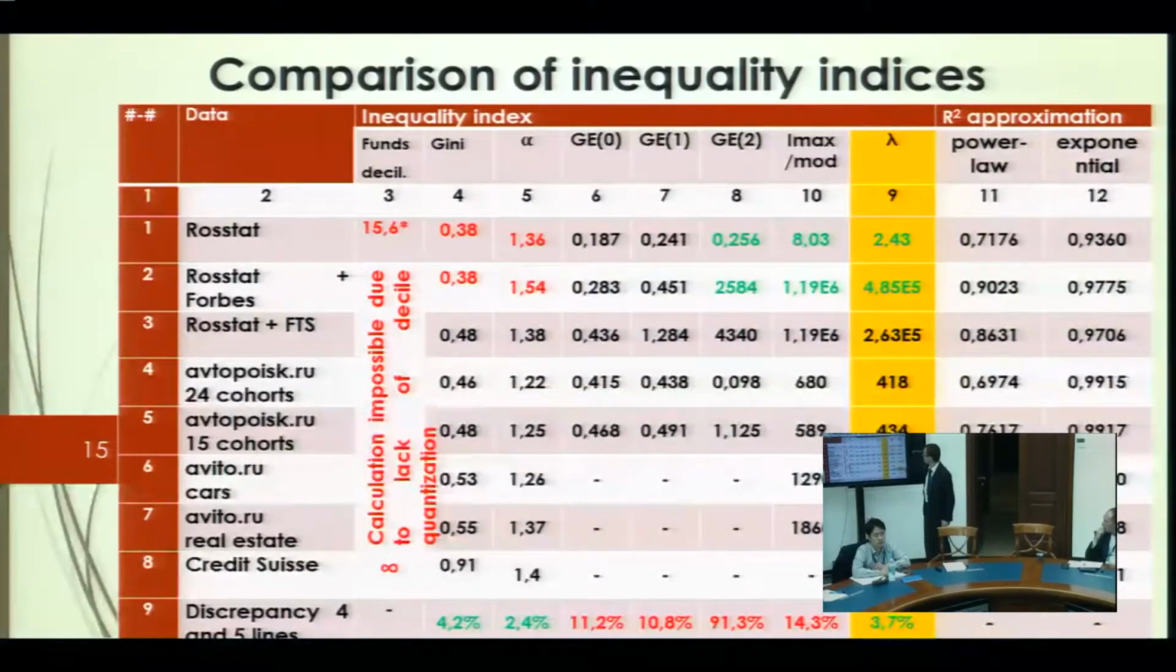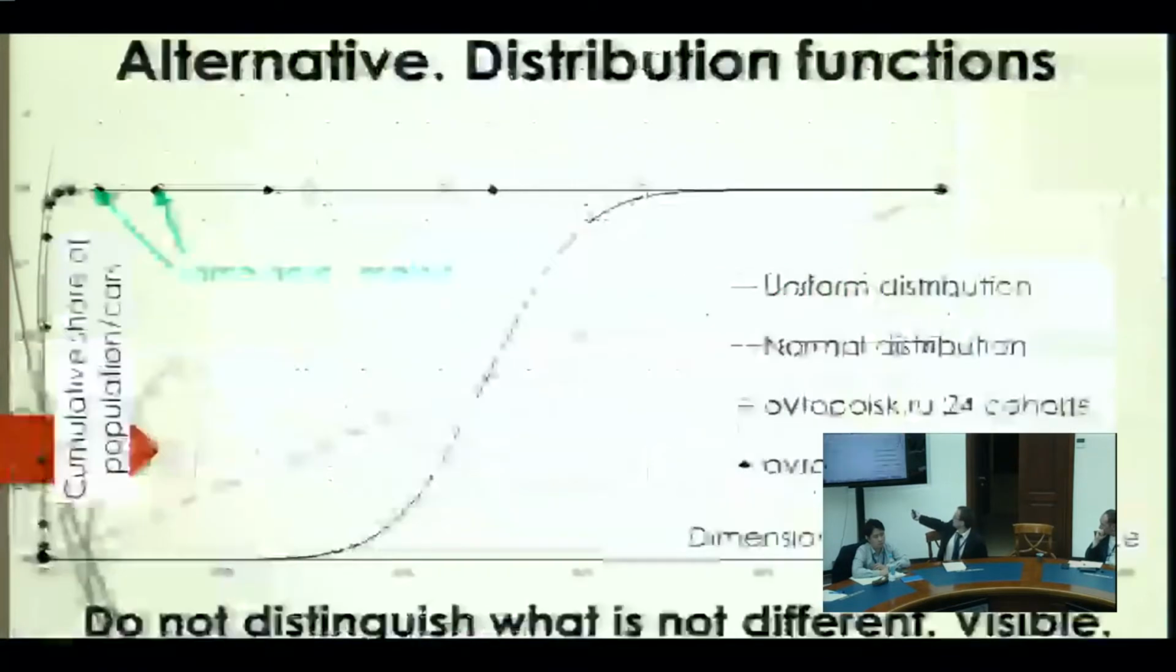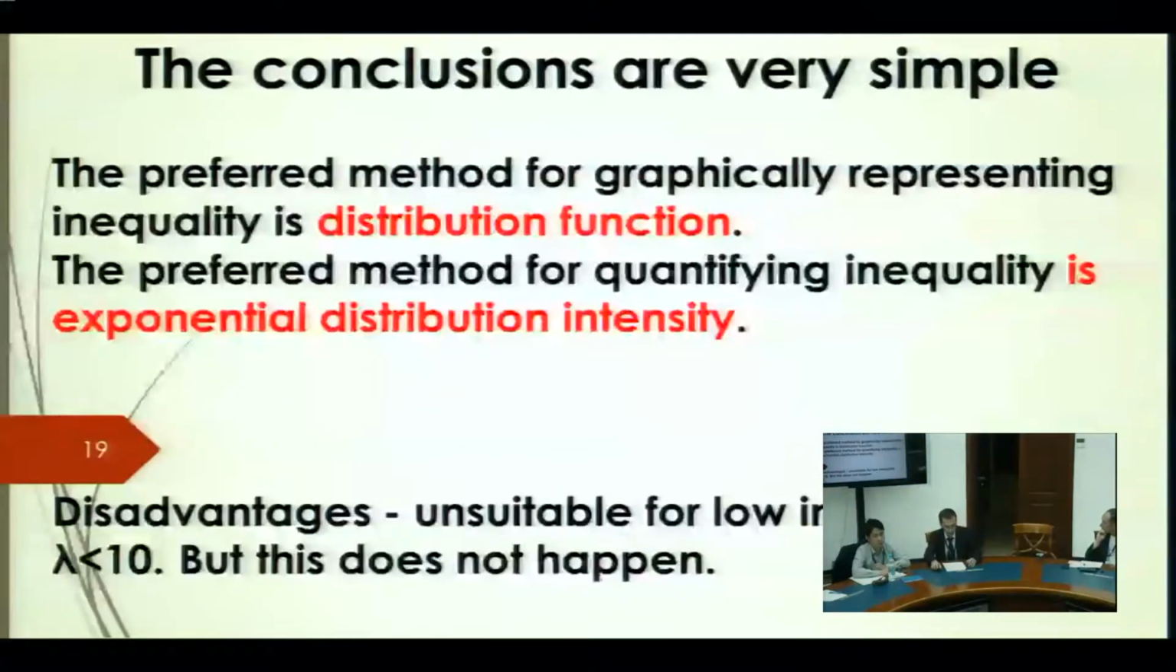Very different. This is not different. So, the conclusions are very simple. The preferred method for graphically representing inequality is the distribution function. The preferred method for numerically representing inequality, deep inequality, is the exponential distribution intensity.